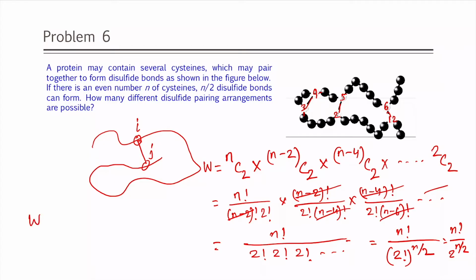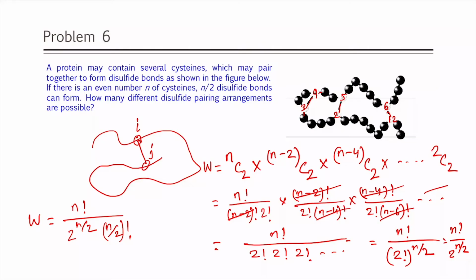Since we have no preference among those n by 2 pairings, the number of pairings possible will be n factorial by 2 to the power n by 2, divided by n by 2 factorial, because we are saying that all n by 2 pairings are indistinguishable, which means that 3, 4 and 2, 5 are not distinguishable, because they are just pairings, they are just bonds. So, we are not distinguishing a bond between the 3rd and 4th amino acid versus the 2nd and 5th amino acid versus the 6th and 12th amino acid. So, these are the number of possible ways the pairing can happen for n cysteines.